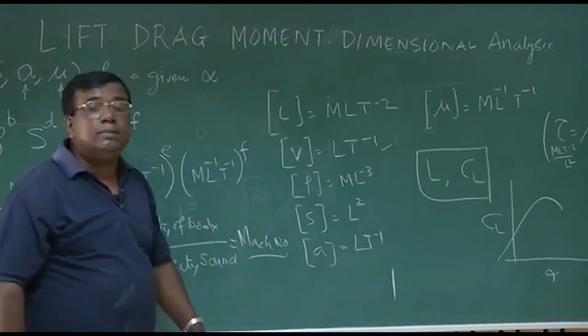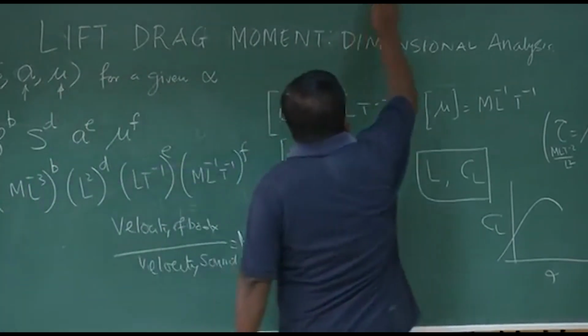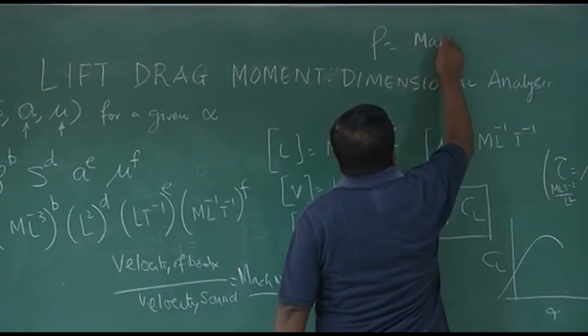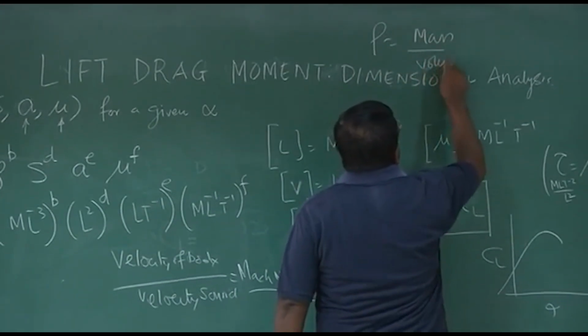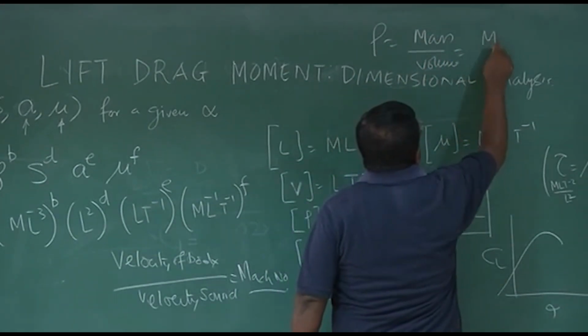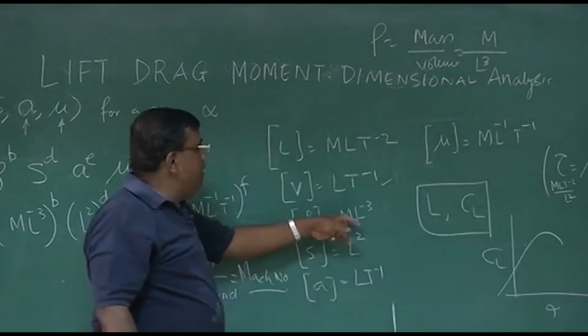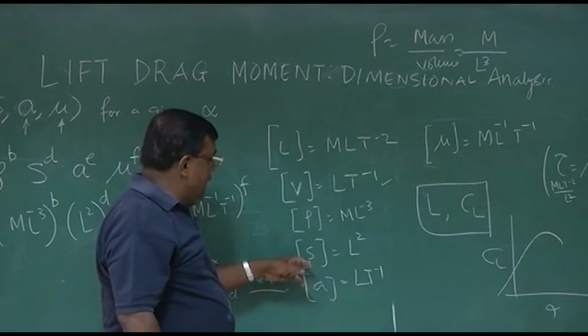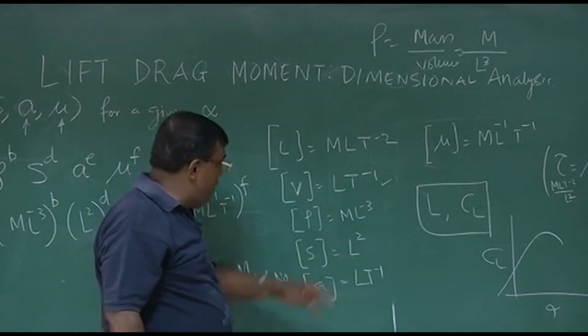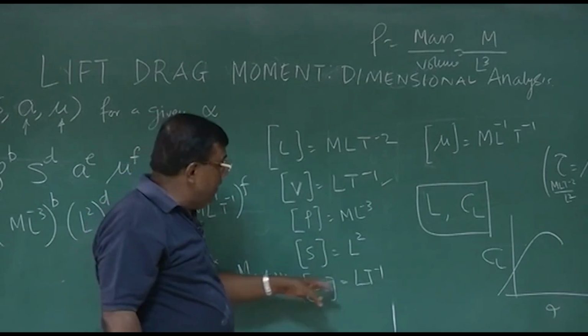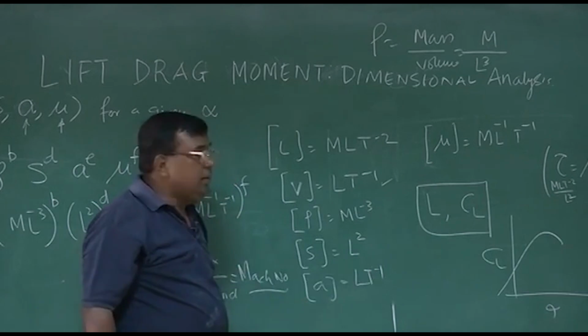Dimension of density. This is mass per volume. So if I write density is mass per volume, and mass is M, volume is L cubed dimension, so density becomes M L minus 3. Similarly, S is the area, it becomes length squared. A is the velocity of sound, it becomes L T minus 1, right?